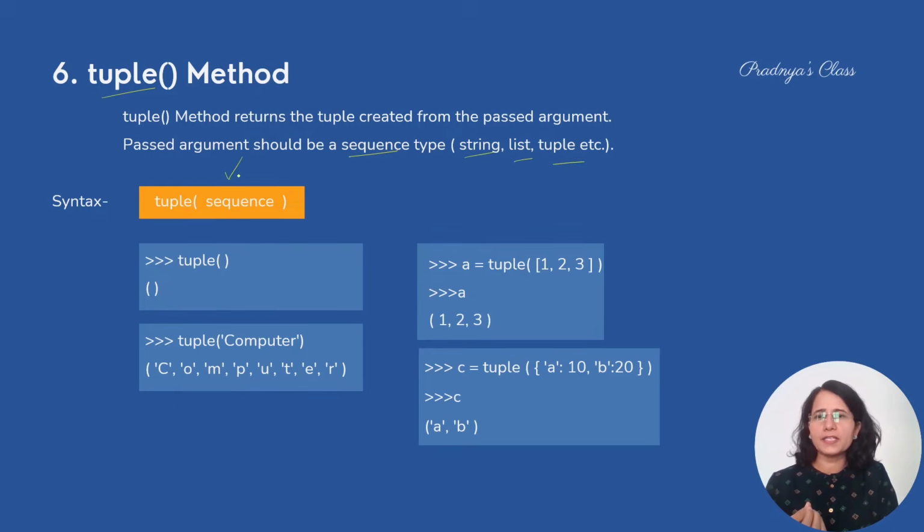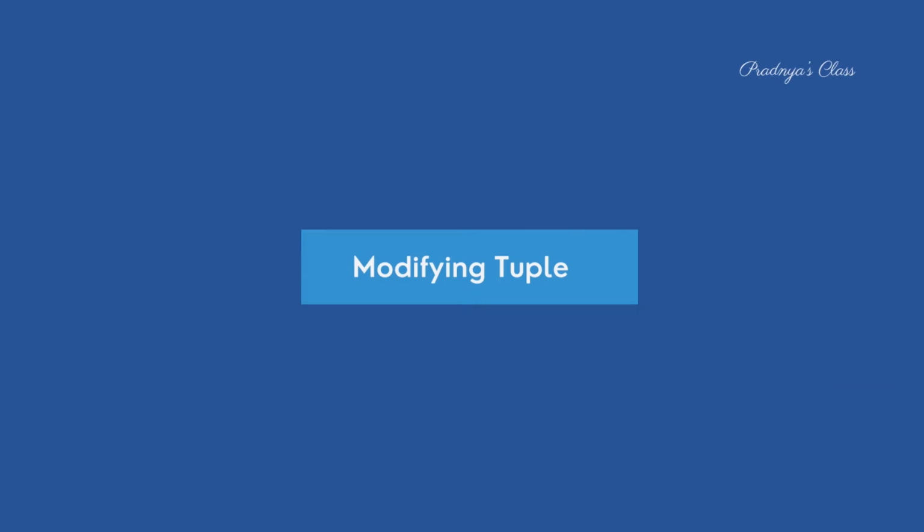So here is the syntax. If we will not mention any sequence, it will create the empty tuple. Even we can create the tuple from the string, we can create the tuple from the list, and we can create the tuple from the dictionary.